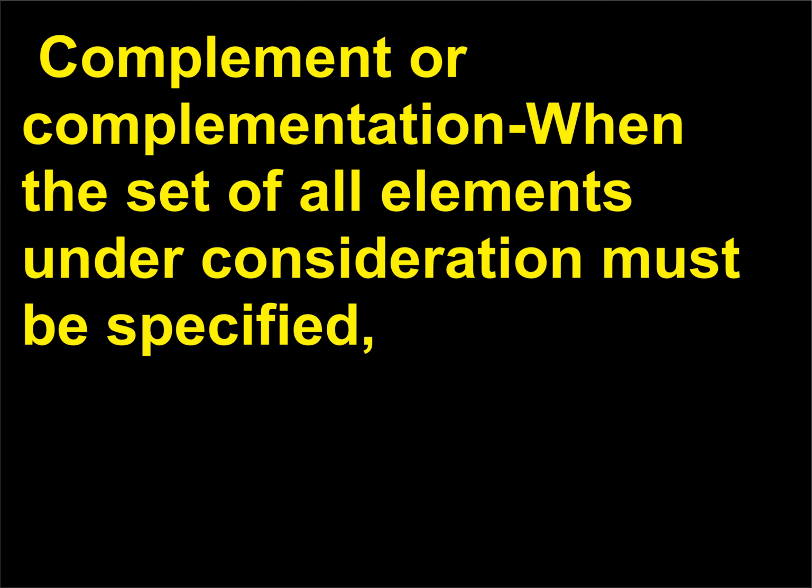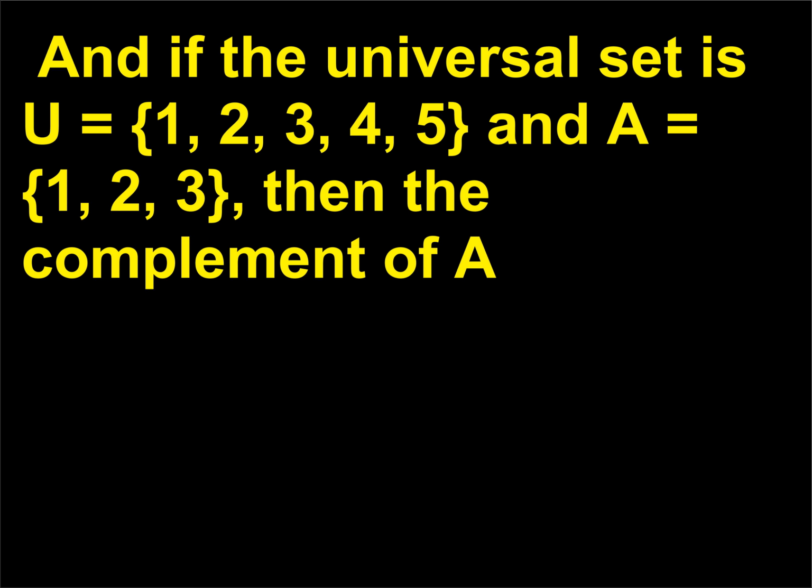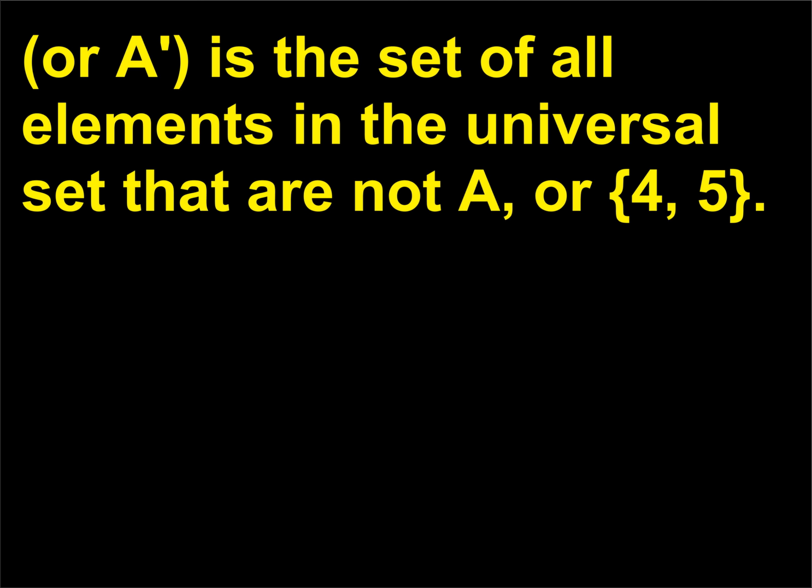Complement or complementation. When the set of all elements under consideration must be specified, it is called the universal set. And if the universal set is U equals {1, 2, 3, 4, 5}, and A equals {1, 2, 3}, then the complement of A, or A', is the set of all elements in the universal set that are not in A, or {4, 5}.